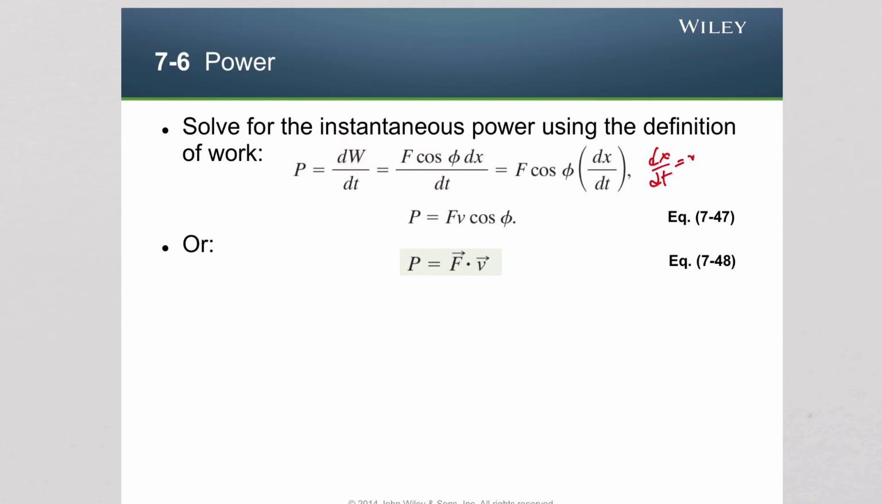Okay, so then notice that I get a term that is the time derivative of the position, and if you remember from the previous chapters, that is defined as the velocity of the moving object. So the instantaneous power is simply equal to force times velocity times the cosine of the angle between the two vectors, or in other words, the instantaneous power can also be calculated as the dot product between the force and the velocity of the moving object.